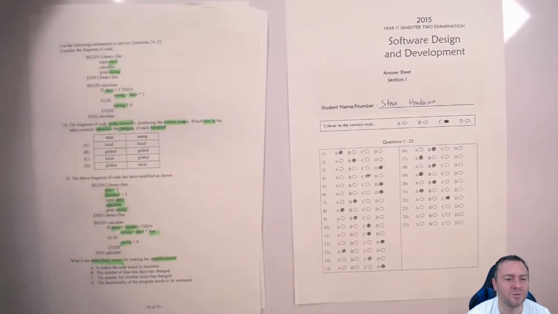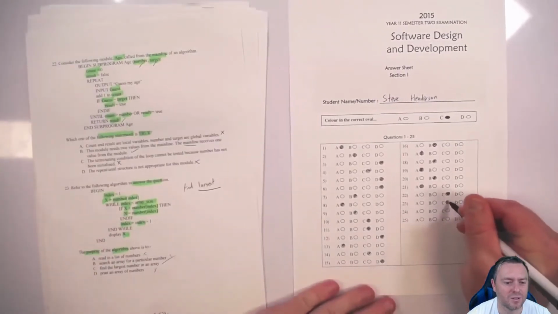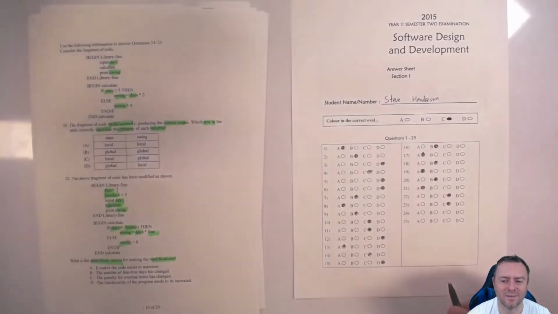This one here has two modules. So what I would be doing personally is writing down the two separate modules. Did I see that B? Nah, I should have seen the B.